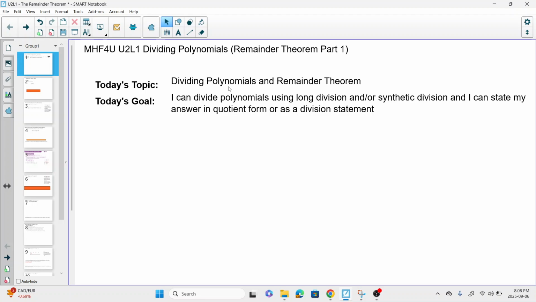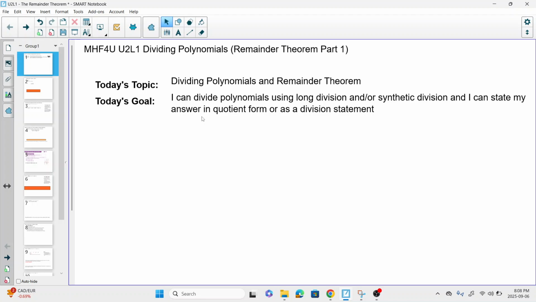polynomials, and then we will take a look at what the remainder theorem is. These two things are very, very closely related. We need to use the remainder theorem to help us understand what to divide our polynomials by. And so over the next two lessons, we'll make the connection between these two topics.